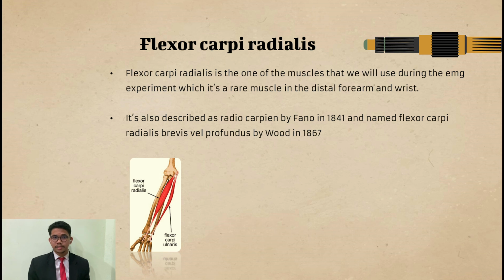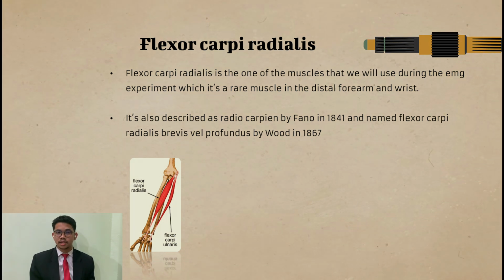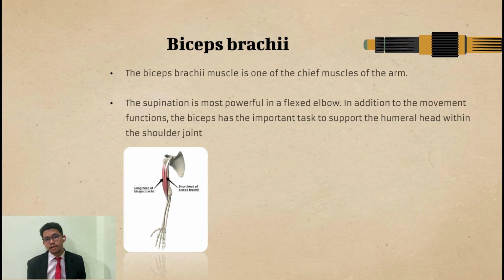Flexor carpi radialis is one of the muscles that we will use during the EMG experiment, which is a rare muscle in the distal forearm and wrist. It was also described as a radiocarpian by Fano in 1841 and named flexor carpi radialis brevis vel profundus by Wood in 1867. As we can see from the figure below, this is the muscle that will be palpated during the SWISH carjacking.